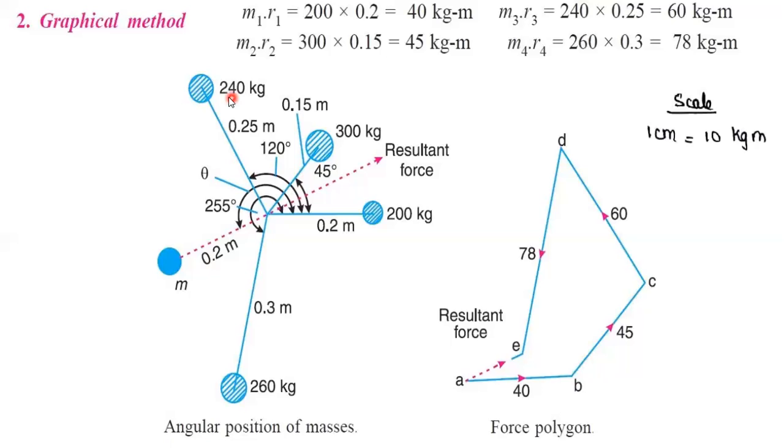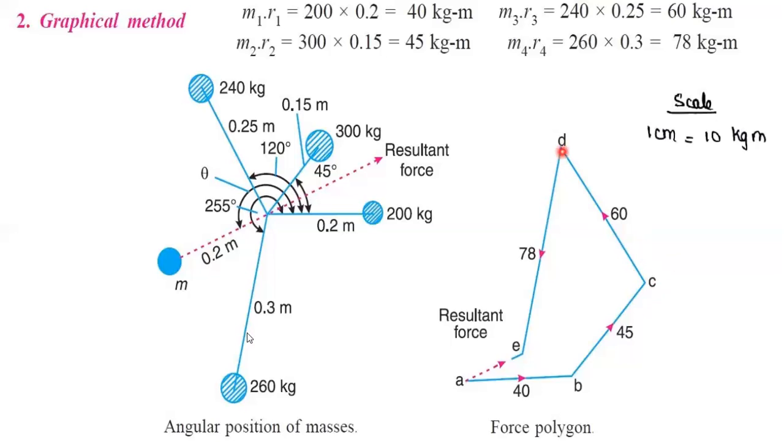The third mass is 240 kg, and the angle they have given clearly. In total it's 120 degrees. So from C, take 120 degrees and draw this line. This line and this line should be parallel. So just put a cross, take 120 degrees and draw the line, and the length of the line is 60, that is 6 centimeters. So C to D distance is 6 centimeters and the angle is 120 degrees. Finally you will get the point D.